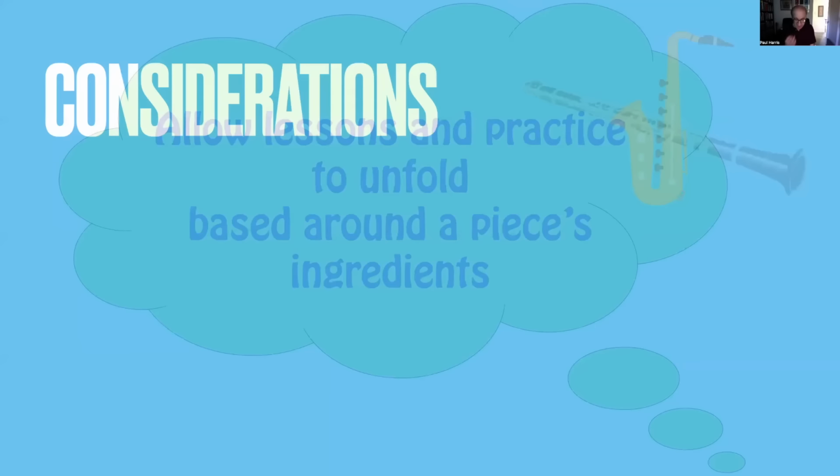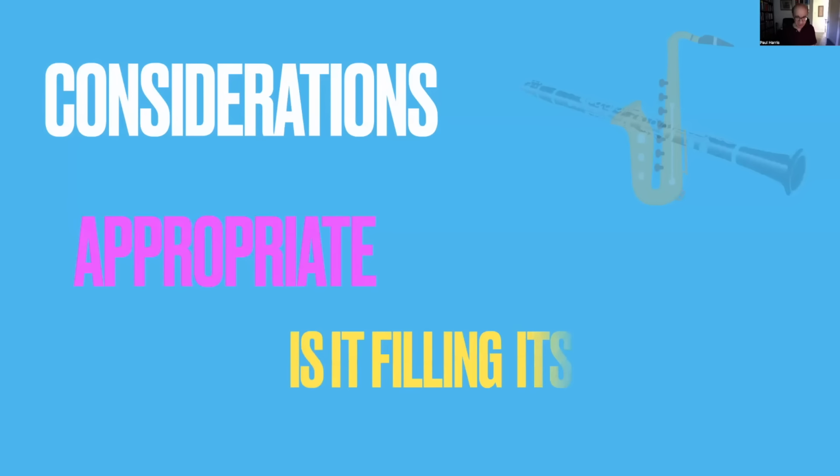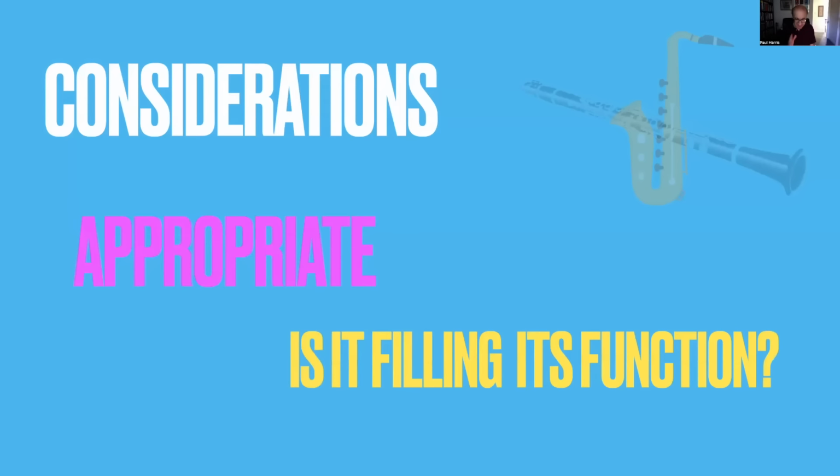So let's look more closely at the kind of considerations that we may make when we are choosing our particular repertoire. When we choose our repertoire, we want to be looking at the ingredients to see whether this is the right next piece to choose. Are the ingredients that this piece has well related to the last piece? So we want to look to see, is this repertoire appropriate? Is it filling its function, which is that we've done a piece that uses this range of notes.